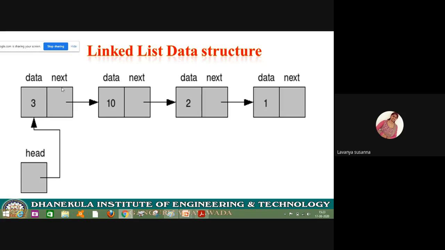It will follow some sequential order. It is an example of a linear data structure. This is a node, a collection of nodes. About this, you will learn in second unit. At that time, you can understand. Once again, see the diagrammatic representation of linked list. It is an example of a linear data structure.